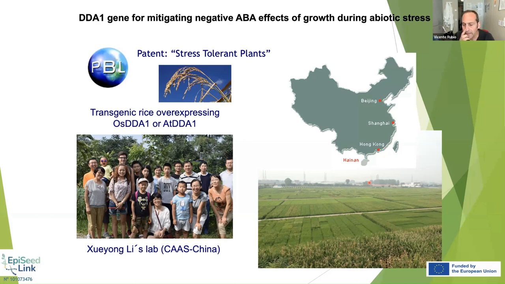So in those conditions, we want plants that are able to keep growing, even if they have some limitation in water availability, and that they can keep producing fruits or grain, even though water availability is not as optimal as they would like. And we are now producing rice plants in collaboration with the group of Suyong Li in China, and we expect to perform field trials soon with plants that overexpress DDA1, both from Arabidopsis but also from rice.